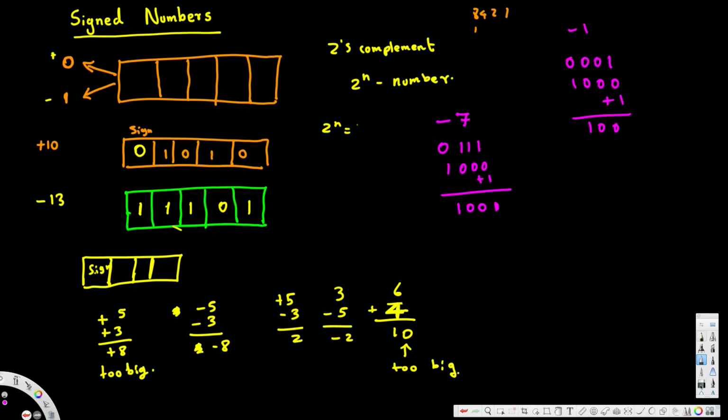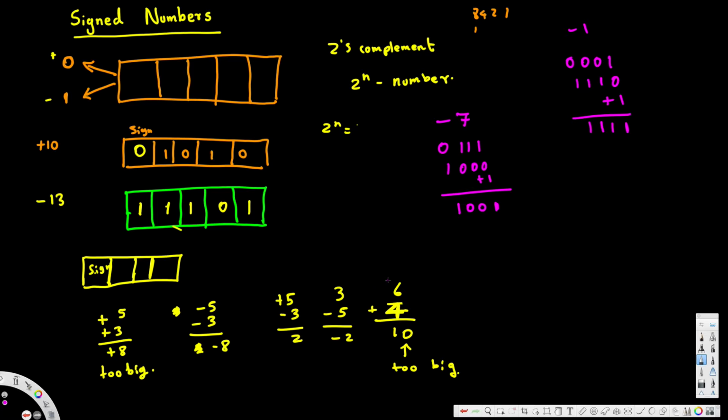That 1's complement is opposite sign, so this should be 1110, and if you add 1 to that, that's going to give us 1111. And that is the 2's complement of negative 1.